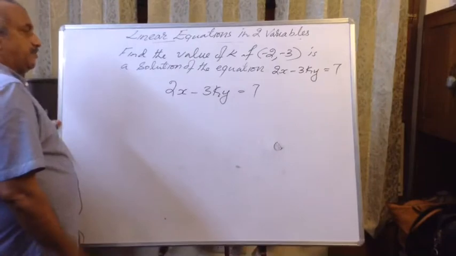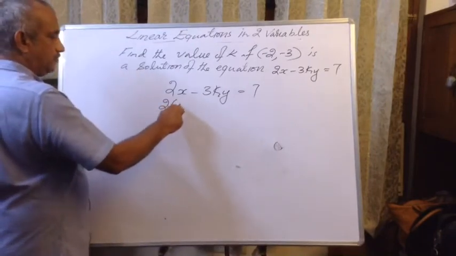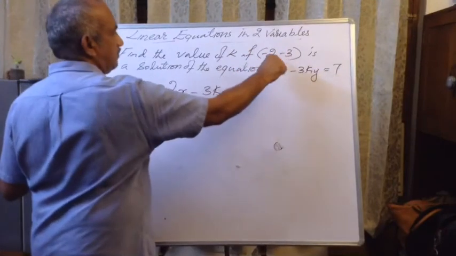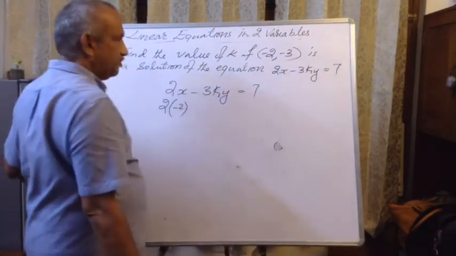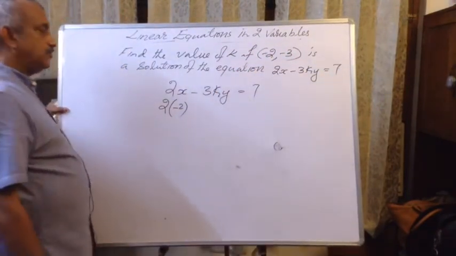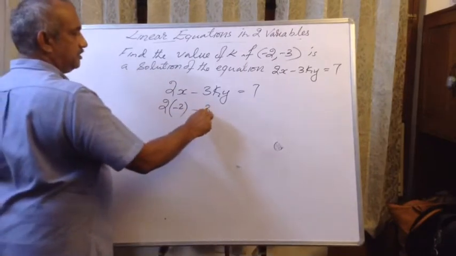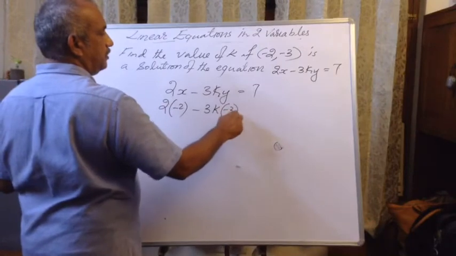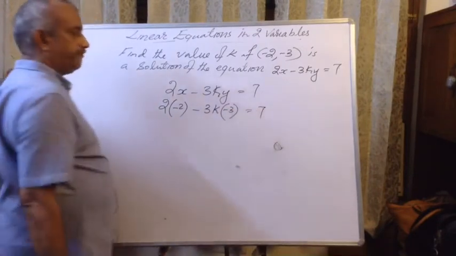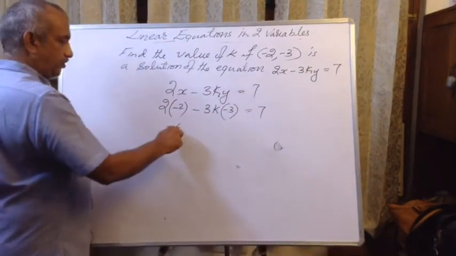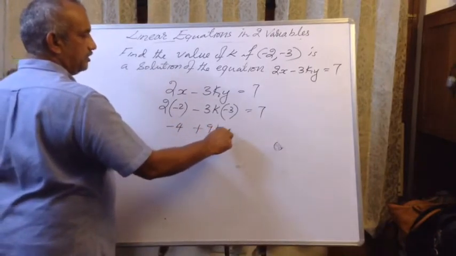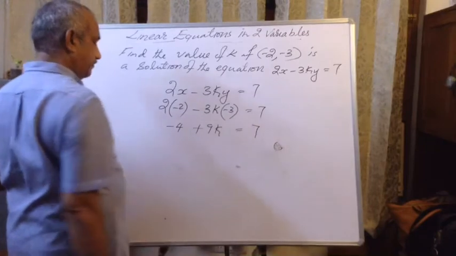Now in the place of x I'll put minus 2. That is a condition. When we substitute these values in the place of x and y, we should get LHS is equal to RHS. Minus 3k into y, minus 3 again, is equal to 7. Now minus 4 minus minus plus 9k is equal to 7.